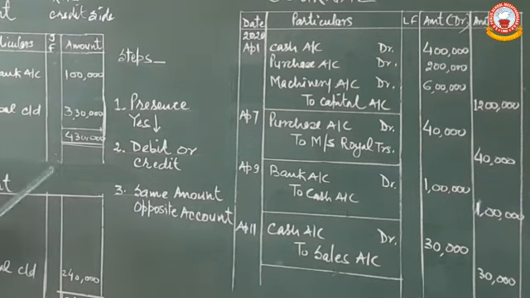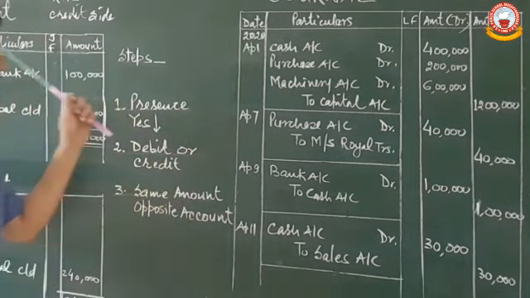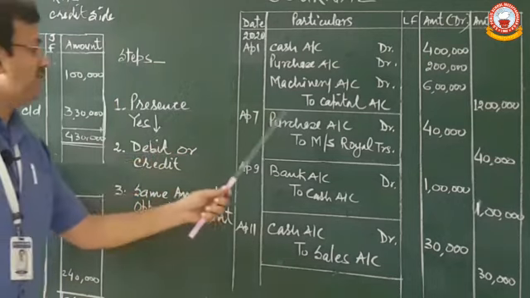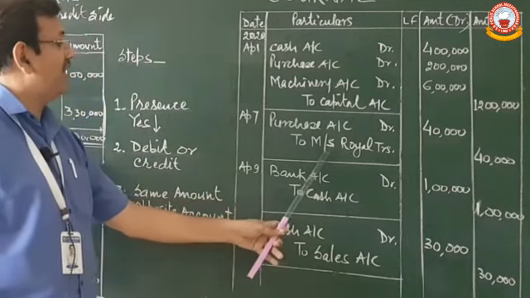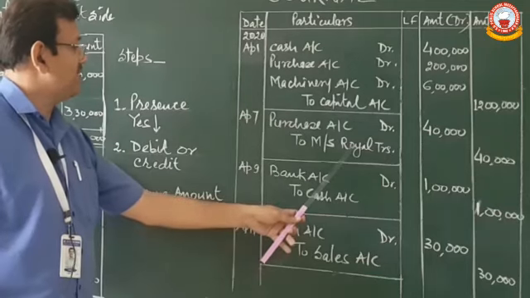Now see the next transaction. We are preparing cash account. We have to see whether it is present or not. No, it is not present in the journal entry. Only purchase and Messrs Royal Traders.